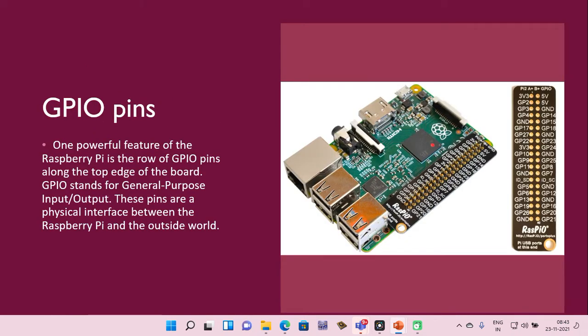So, what's the benefit of Raspberry Pi? Why is it popular? Not only is it a complete computer, you can use it as a complete desktop computer. The best part, it has GPIO pins. One powerful feature of the Raspberry Pi is the row of GPIO pins along the top edge of the board. GPIO stands for General Purpose Input Output. These pins are a physical interface between the Raspberry Pi and the outside world. Look at over here. It has 40 GPIO pins.